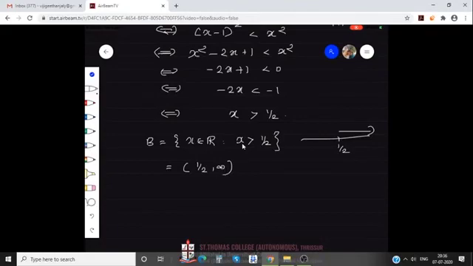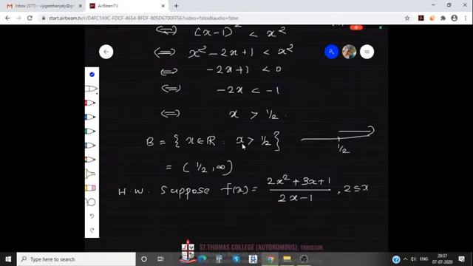Okay, now I will give you one homework. Suppose f of x is equal to 2x square plus 3x plus 1 the whole divided by 2x minus 1, given 2 less than or equal to x less than or equal to 3. X lies between 2 and 3.